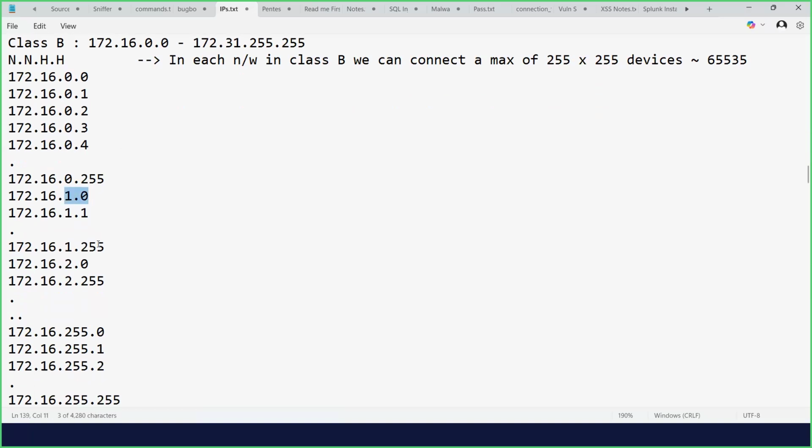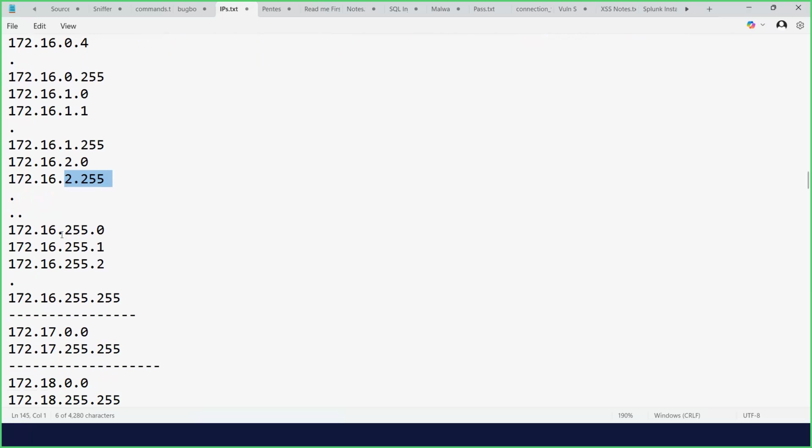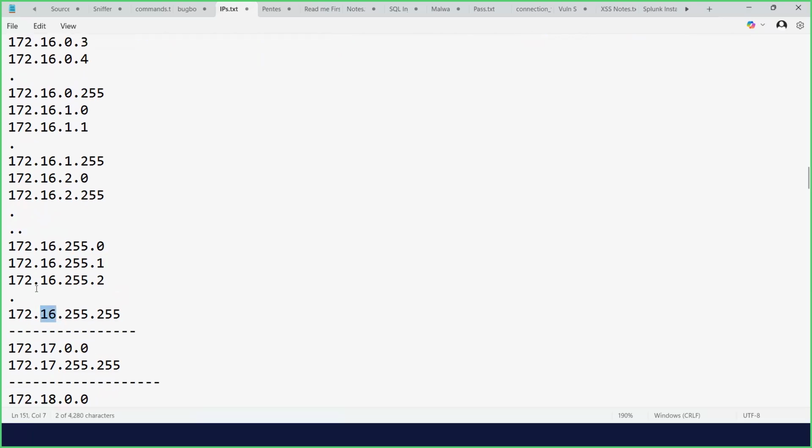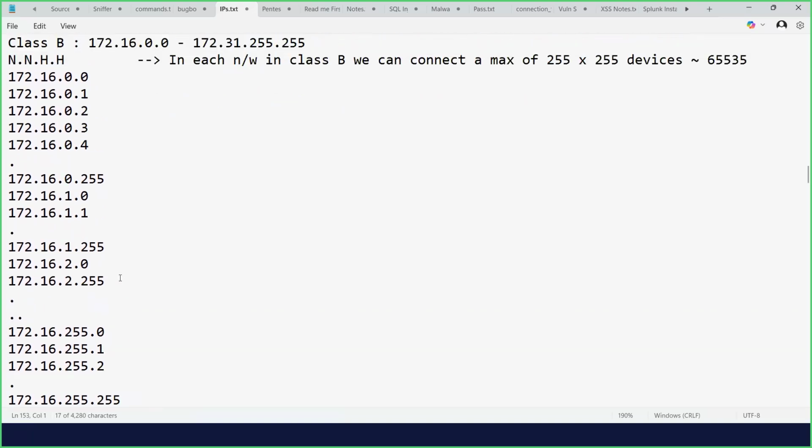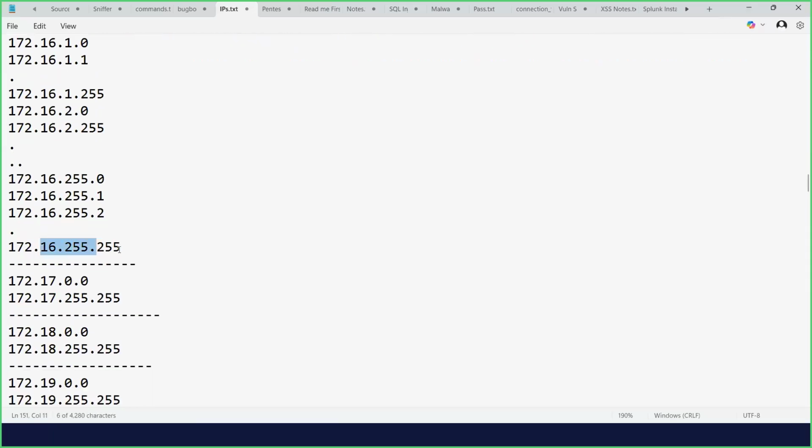Now, so on from 1.0 it goes up to 1.255, then you have 2.0, which goes up to 2.255, then you have 3.0, which goes up to 3.255. Like that, it goes on and on. And somewhere down the line, you would have 255.0, 255.1, 255.2, 255.3, which goes up to 255.255. Now both these octets are filled and they cycle back to zeros, and the 16 changes to 17. And this 16 is the network portion. So when 16 changes to 17, the network divides, which means the class B network starts at 172.16.0.0 and goes up to 172.16.255.255, which is a much larger network compared to class C.